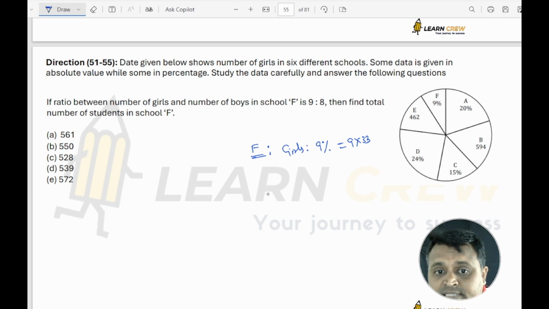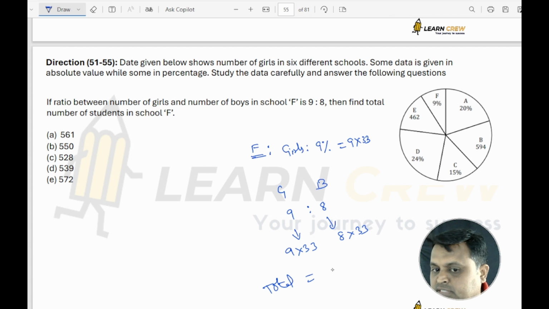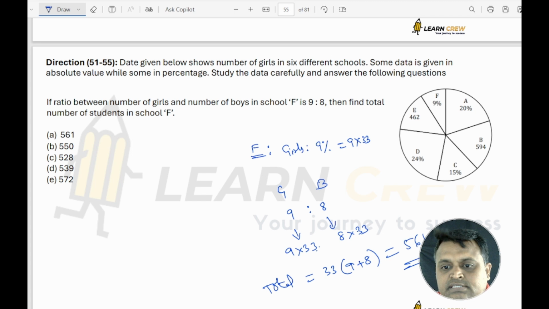And girls and boys. Here it is given that the ratio between girls and boys is 9:8. So if this 9 is 9 into 33, this 8 would be 8 into 33. So total number of students would be girls plus boys. If I take 33 common, from these two, 9 plus 8, 33 into 17. So answer must end with 1. So answer is 561.